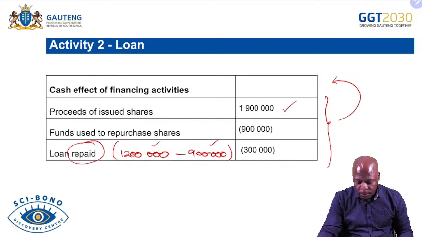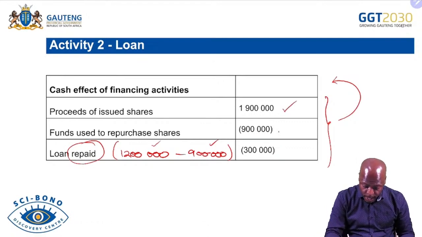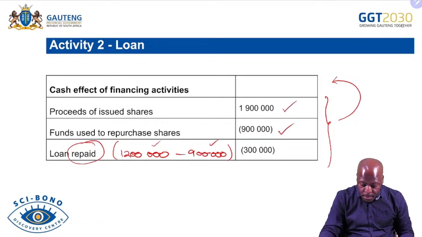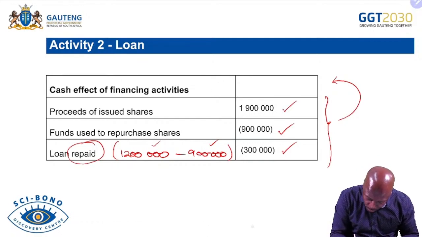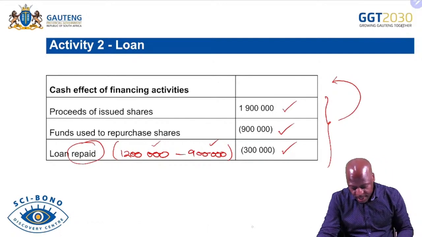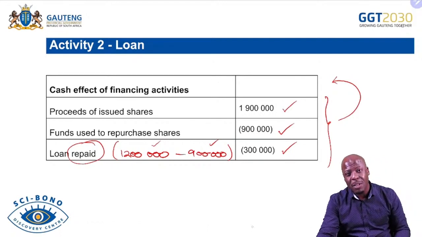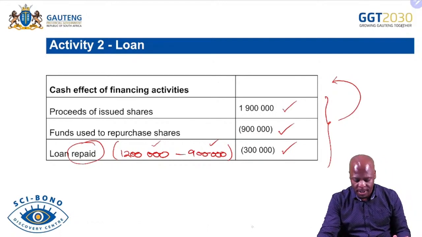1,900,000 minus 900,000 minus 300,000. So you subtract the 900 and the 300 from the 1.9, and then you should get an amount of 700,000. Okay, very simple.